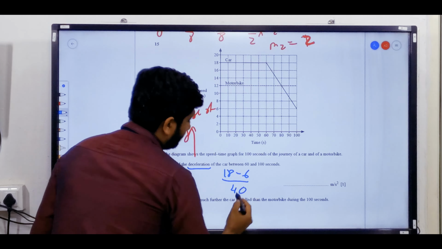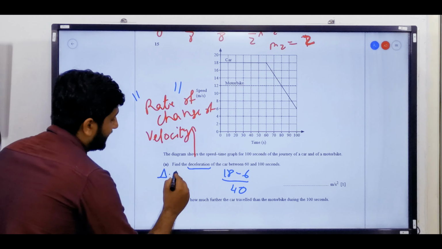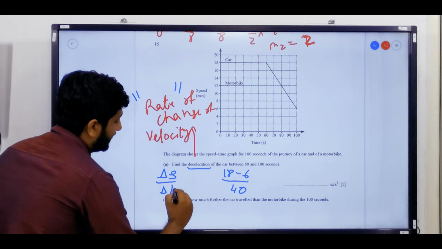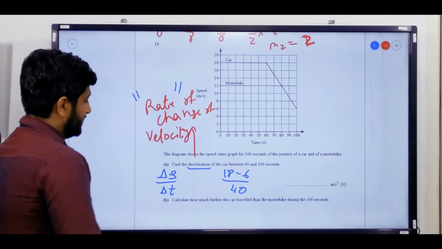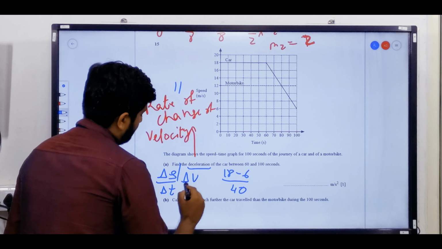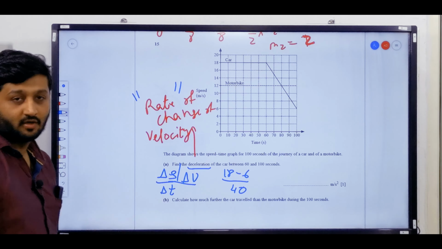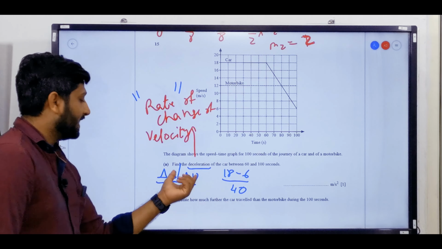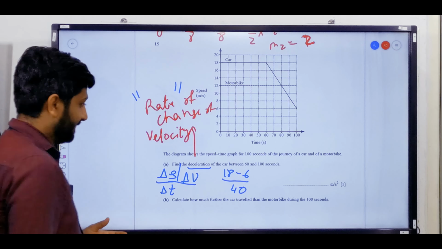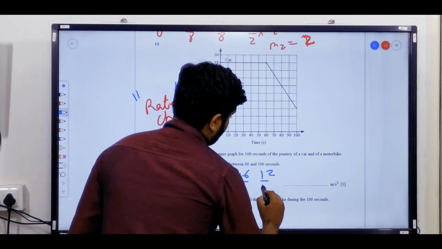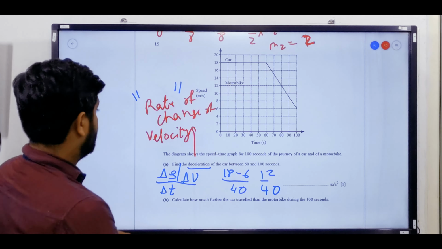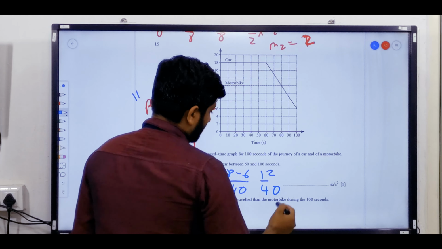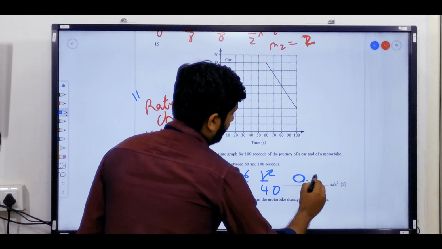40. So you can write this as delta S upon delta T, change in speed, or science geeks can write it as delta V, or they'll tell me, sir, you are teaching wrong physics here. So this will be delta V by delta T. So this will come out to be 12 upon 40. So I think this will be 0.3.